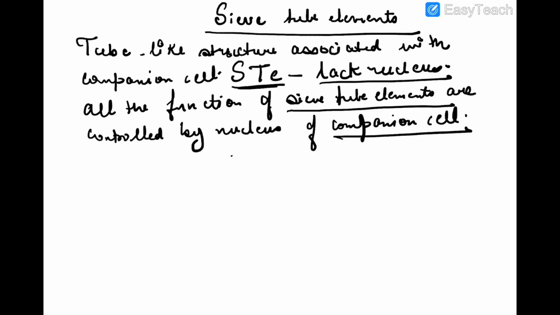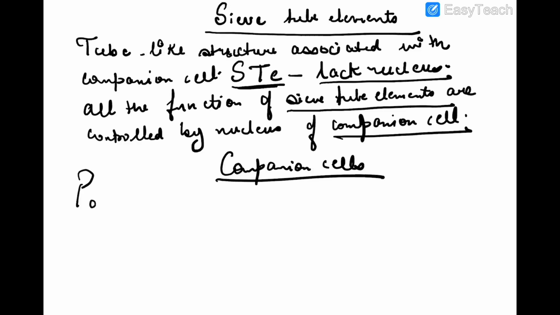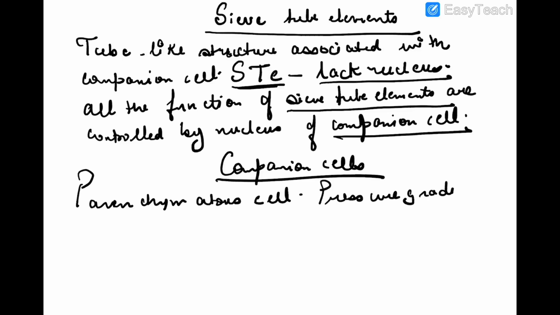Now let us talk about companion cells. Companion cells are parenchymatous cells which are closely associated with sieve tube cells, which I have already told you why. And the main function of companion cells is to maintain the pressure gradient in the sieve tubes.